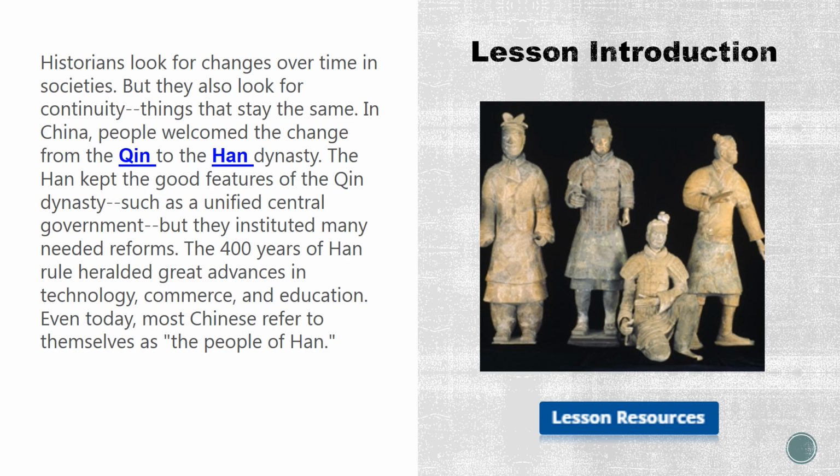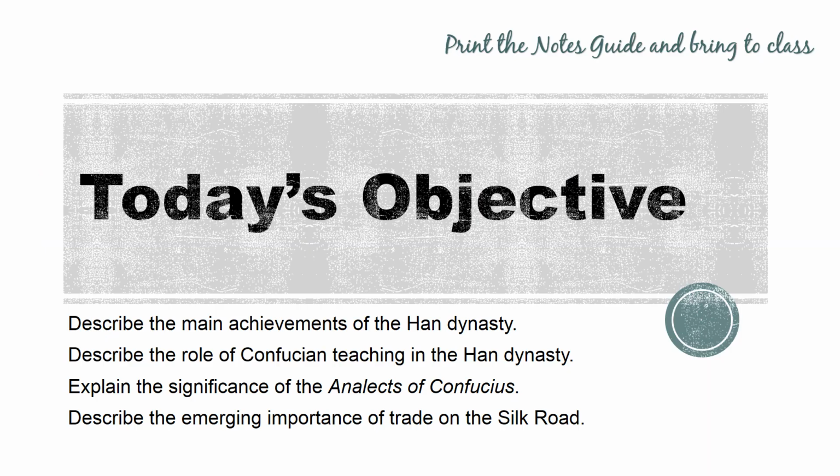Don't forget to click on that lesson resources button at the beginning of the lesson to pull up your student guide, which will direct you through the lesson. Don't forget to take a look at today's objectives, print out that notes guide, and take notes on all of the following objectives. You want to be able to describe the main achievements of the Han Dynasty. So anytime you read about an achievement, write that down.